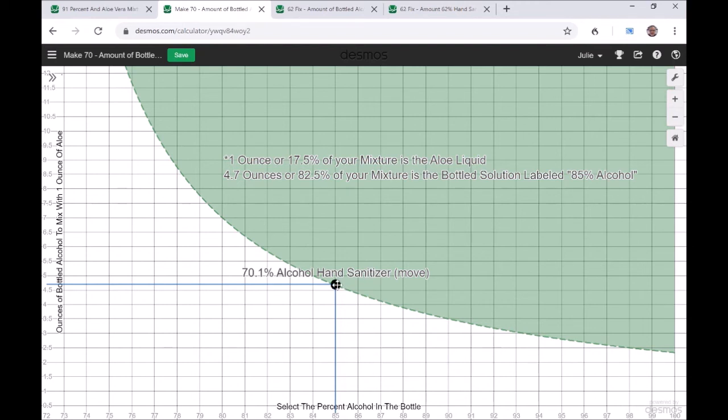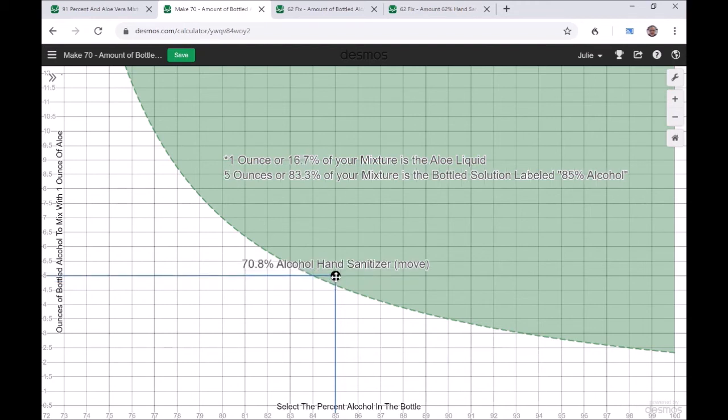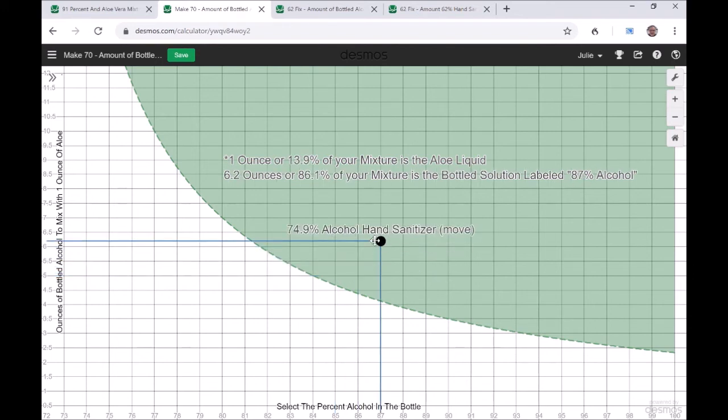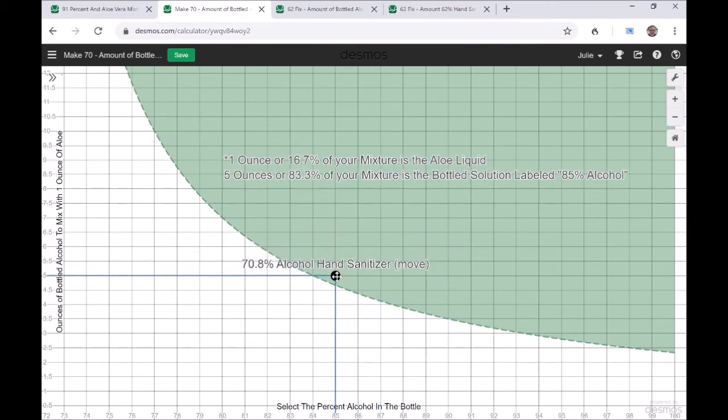Maybe I don't have a measuring device that precise, so maybe I'm going to come up to an even 5 ounces. 5 parts of the 85% alcohol with 1 ounce of the aloe vera would give us this percentage in the solution. So here's a tool. This is how it works, and you can get familiar with it, move it around, and see how the percentages change.